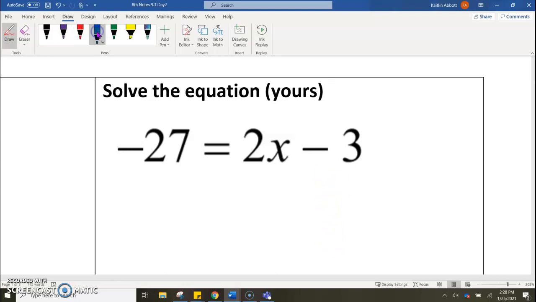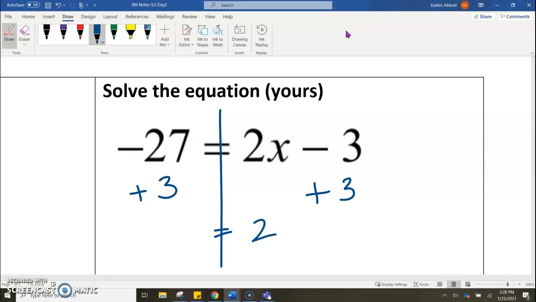Okay, welcome back. Hopefully you split your equation in half. Then you have to get rid of the constant near the variables. And you have to get rid of this -3. The opposite of -3 is +3. Add +3 to both sides.